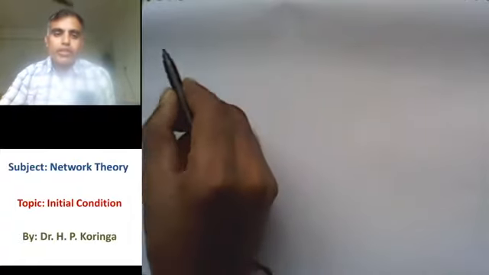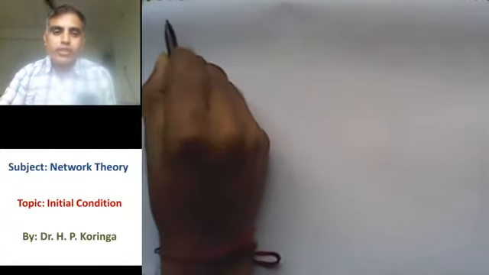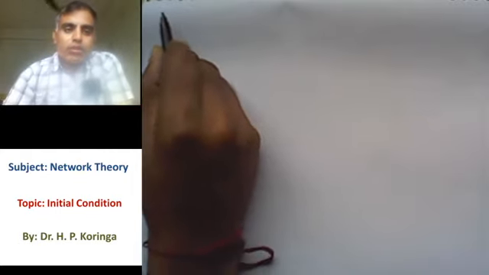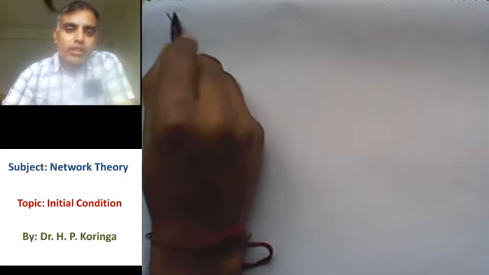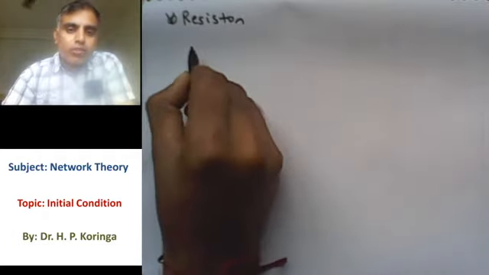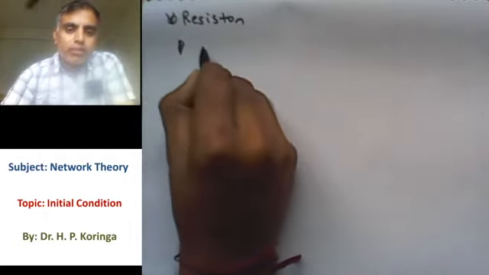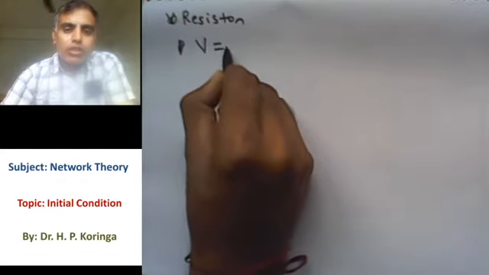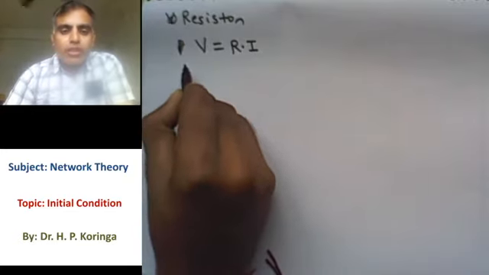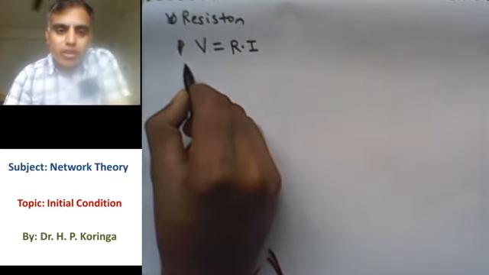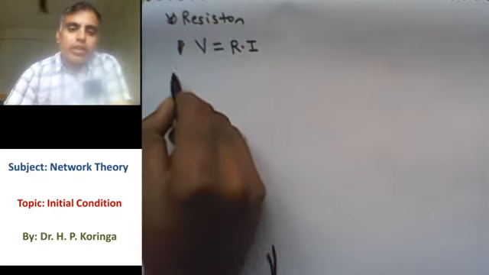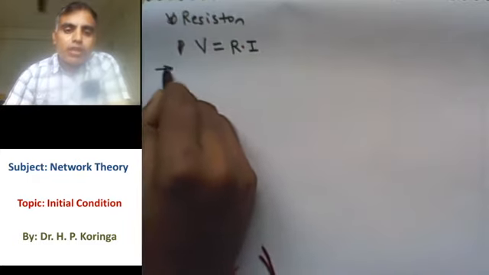We know that in a resistance, if we change the voltage, the current changes instantly, right? So the voltage and current relationship for a resistor is: voltage across the resistance is R into the current passing through the resistance, right? So if we change the voltage, the current of the resistance also changes instantly. But that is not the case with the inductor and capacitor.